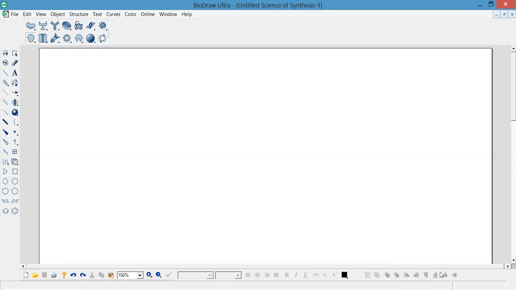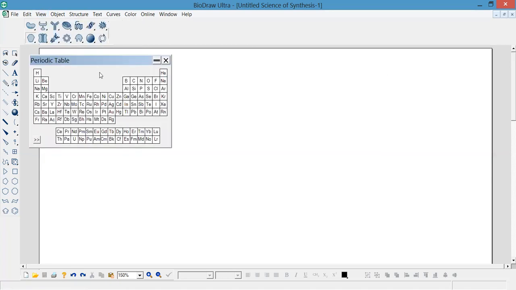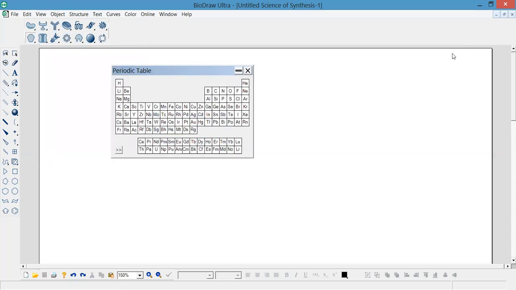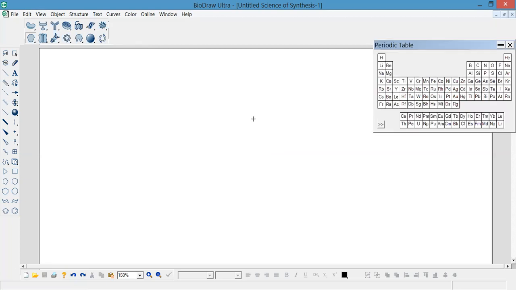These are the object toolbar. You can move the object, like front, back, like this. Analysis window, show information window, show periodic table. Now, this is a periodic table. By using this periodic table, you can draw the structure. We will move here. This is a periodic table.